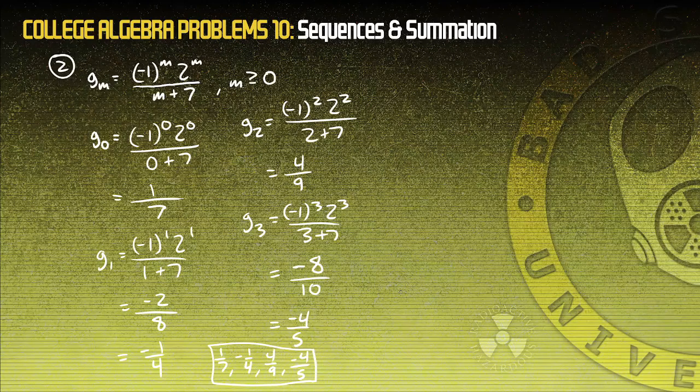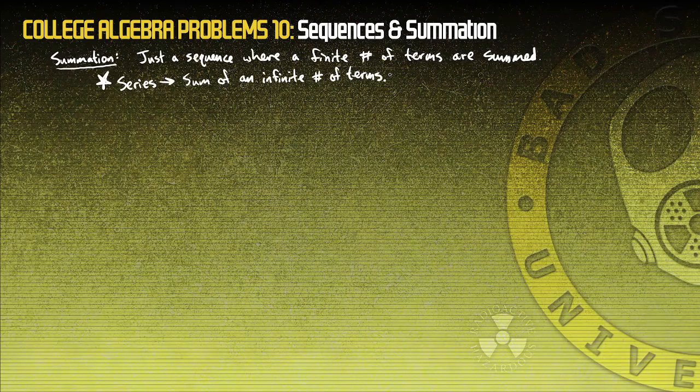One thing that's worth noting is sometimes for these problems you'll just be given a series of numbers or a sequence, and you have to work your way back to the original formula, and those are a different beast. I'm not going to show those, at least right now, so we're just going to move on to summation. So summation is just a sequence where a finite number of terms are summed, and for clarity, a series is a sum of an infinite number of terms.